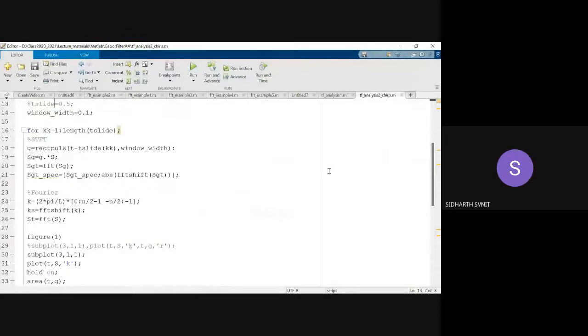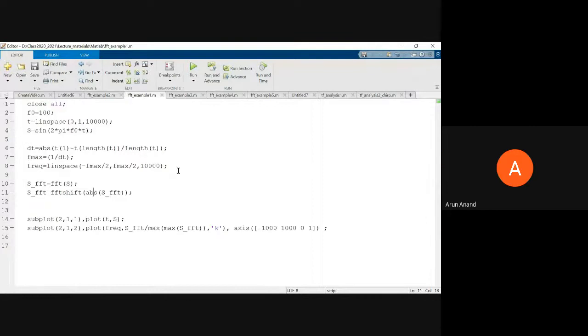Okay, let me go to the FFT example. So this is the FFT thing. I can send you these things, not an issue. Okay, I just wanted to compare it with whatever we did.